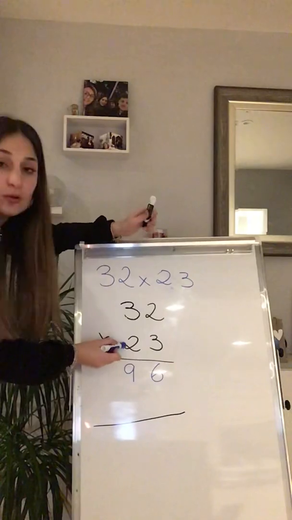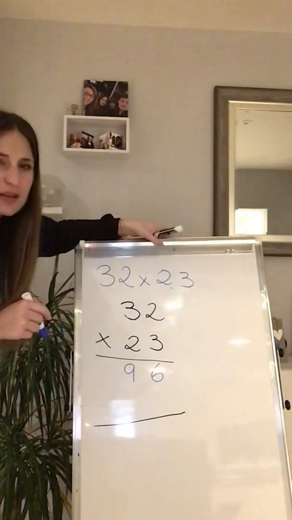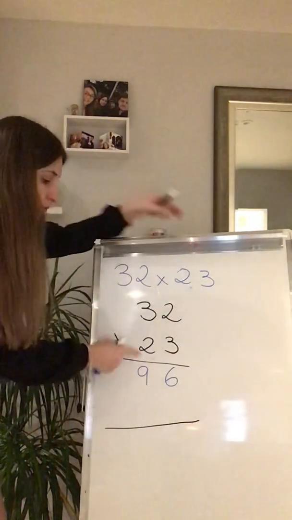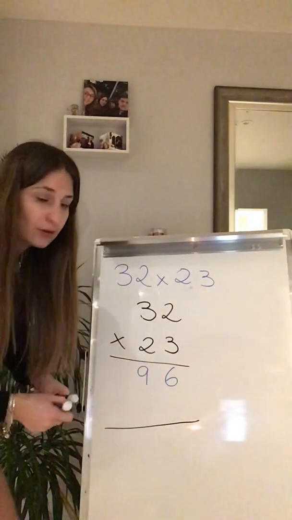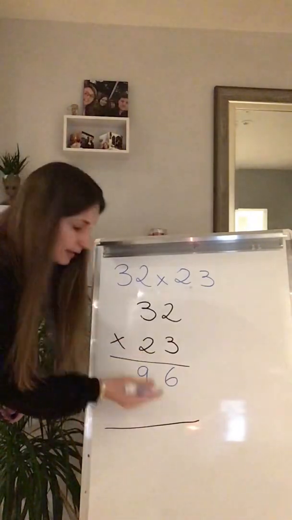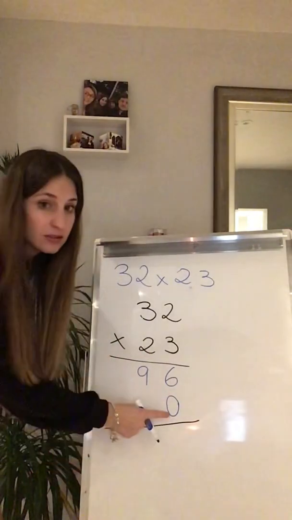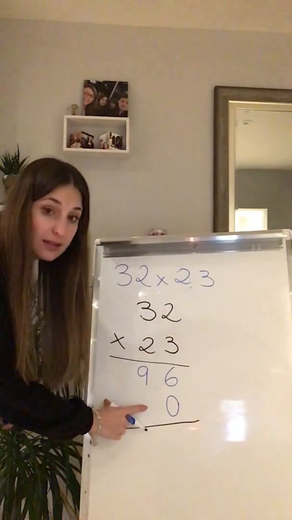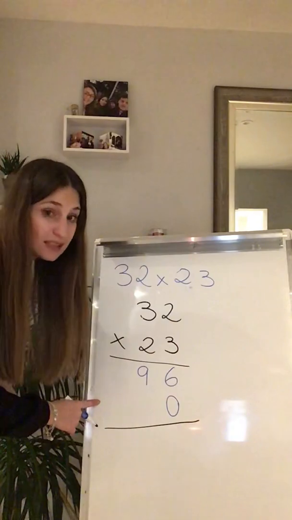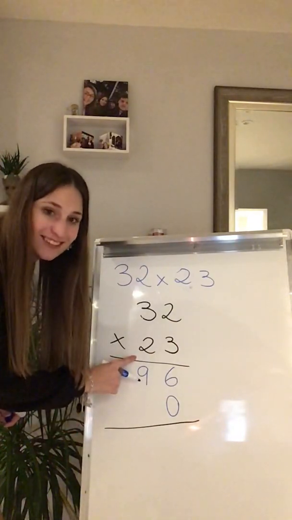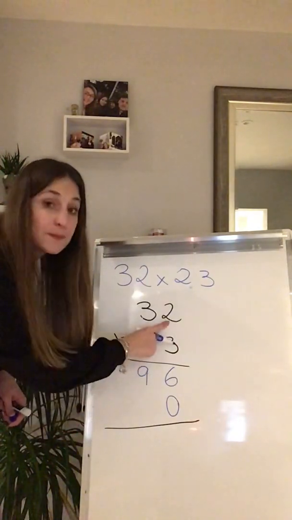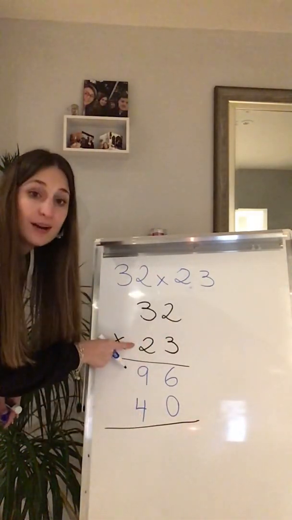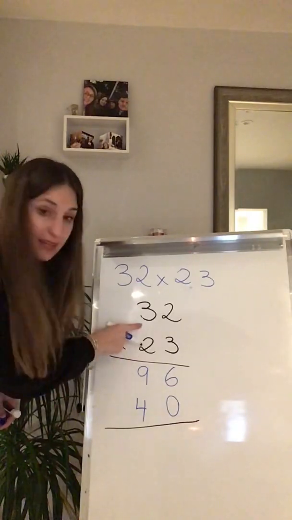Now I'm going to go to my 2. What do you notice on my 2? It is in my tens column. So that is the rule that we are going to be following today. Because it's on my tens, not on my ones, I'm going to start my answers here on my tens because I'm timing my tens. So 2 times 2 is 4. Remember, I'm putting it underneath my tens because I'm timing my tens. 2 times 3 is 6.